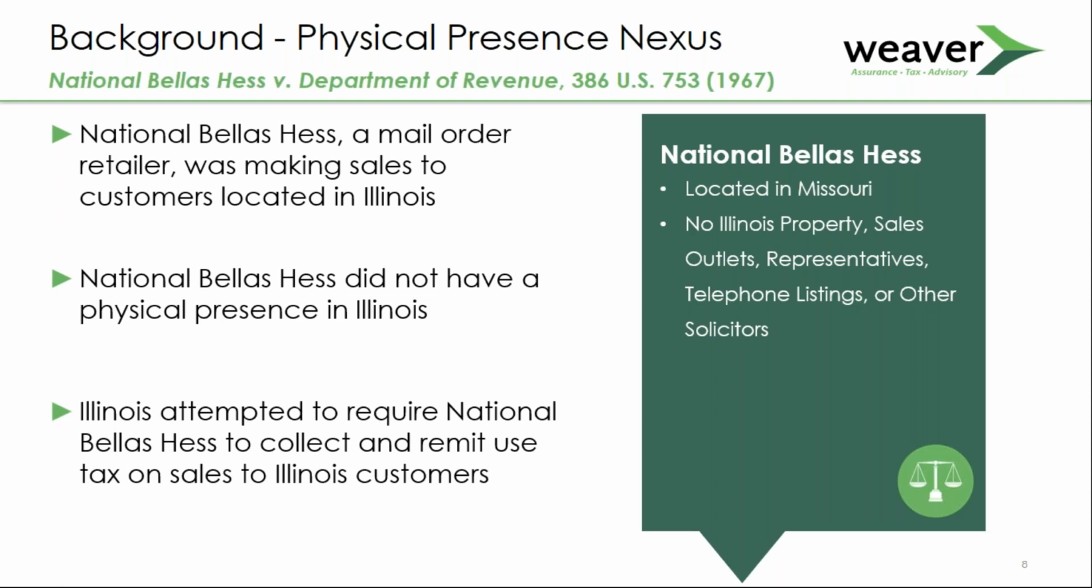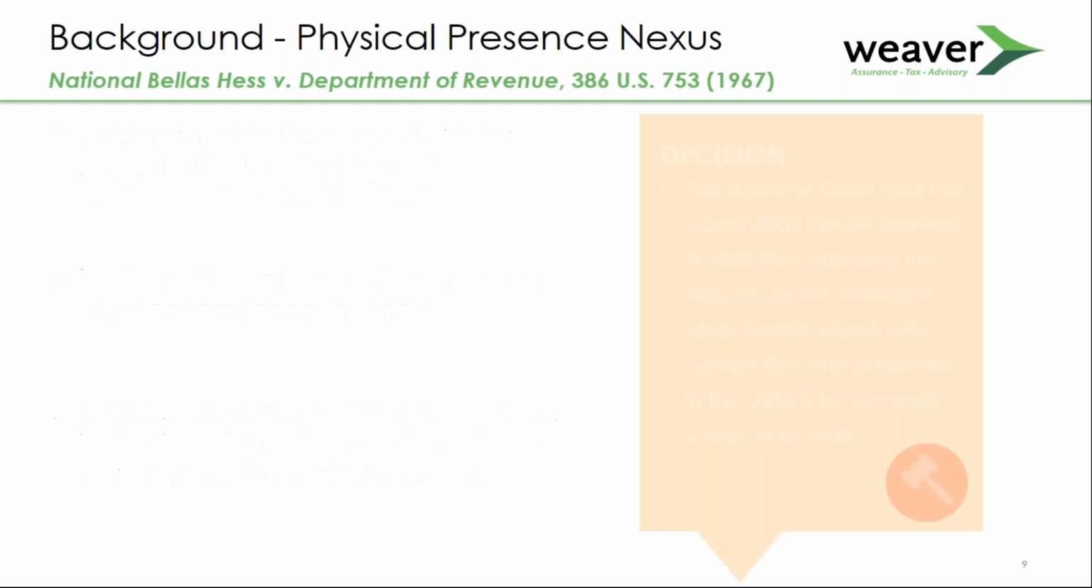Thanks, Shane. So National Bellas Hess, they were a mail order business that were operating out of Missouri. They did not own any tangible property in Illinois. They didn't have any sales outlets or representatives in Illinois. Basically, their only contact with Illinois consisted of mailing catalogs to customers twice a year. So Illinois came in and attempted to require National Bellas Hess to collect Illinois use tax. The Illinois Supreme Court agreed and said that National Bellas Hess is required to collect use tax from its customers who purchase goods for use within Illinois.